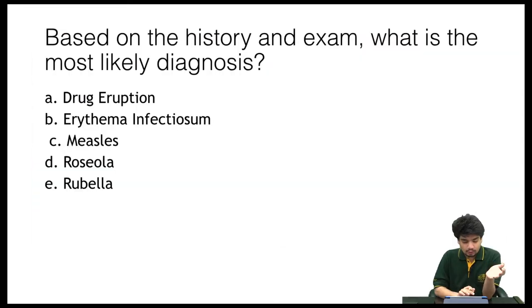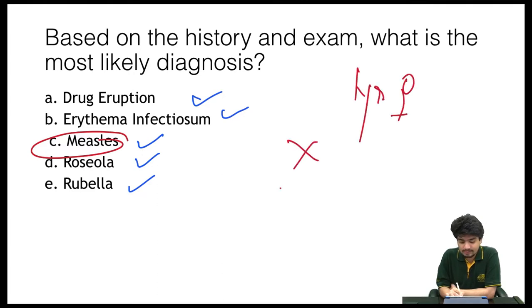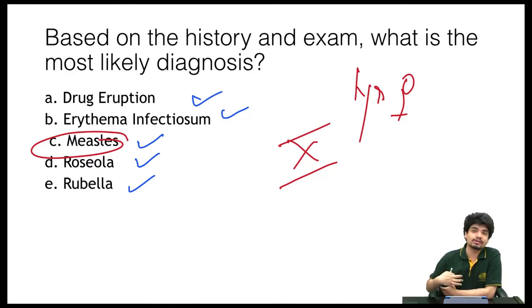The options are: drug eruption, erythema infectiosum, measles, roseola, or rubella. The answer to this question, as you might have guessed by now, is measles. Measles used to be a very common illness when vaccination was not there, and that was a clue that I gave to you. She's a 1-year-old female, but she has not been vaccinated. So a child who has not been vaccinated presents with a morbilliform erythematous rash that starts on the face and then spreads throughout the body.